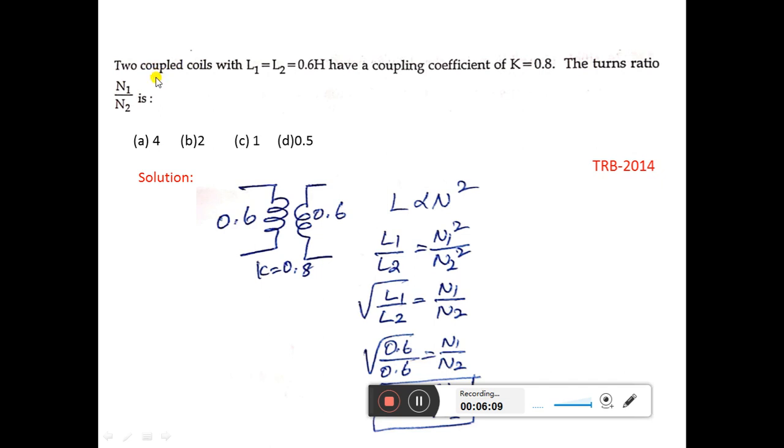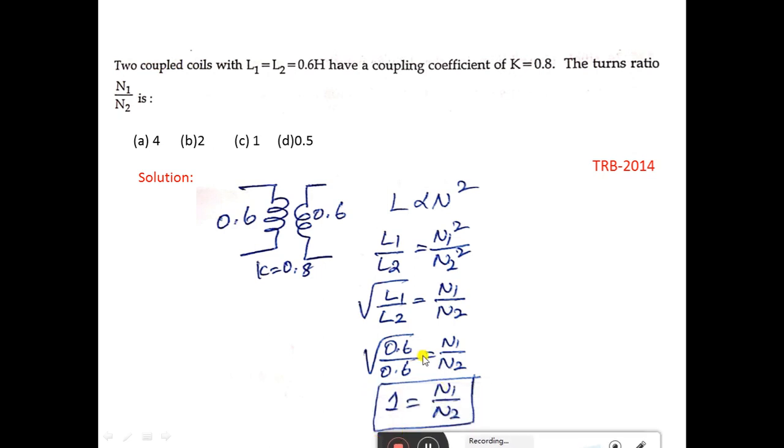You know the general formula, L proportional to N square. Here we have two inductance values L1 and L2. So we can write L1 divided by L2 equal to N1 square by N2 square. The question asks for the turns ratio N1 by N2 only. If we take the square root of that, square root of L1 by L2 equals N1 by N2. So that becomes 0.6 divided by 0.6. Now the ratio N1 by N2 equals 1. Now the answer is option C.